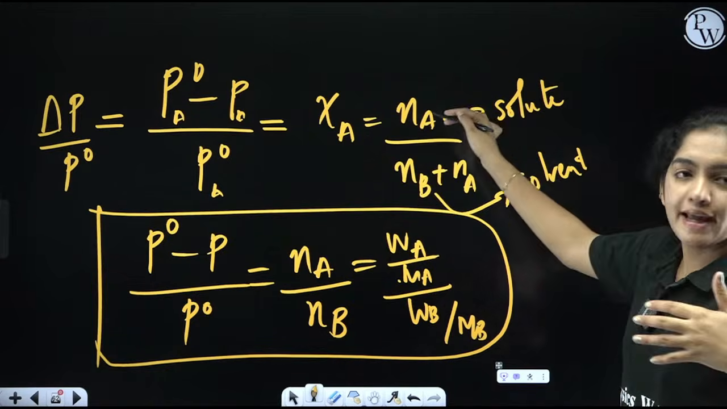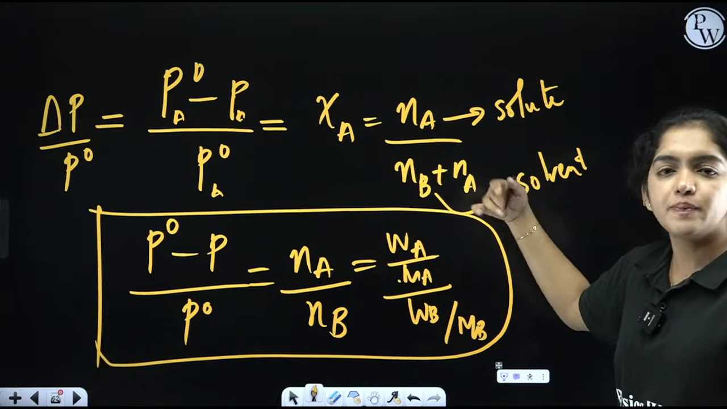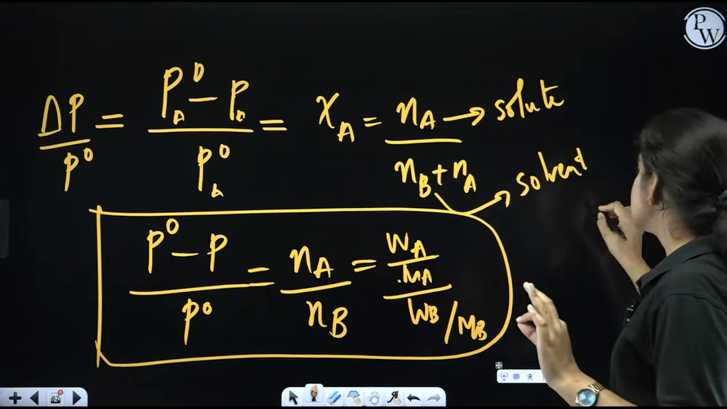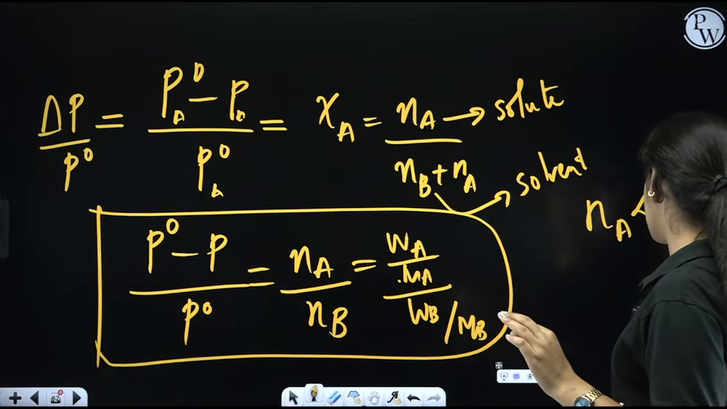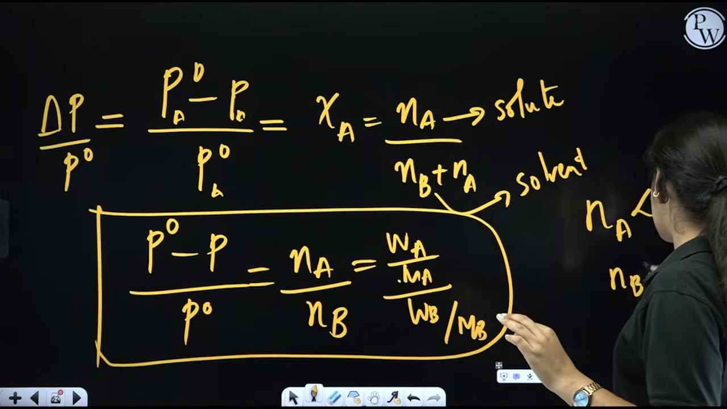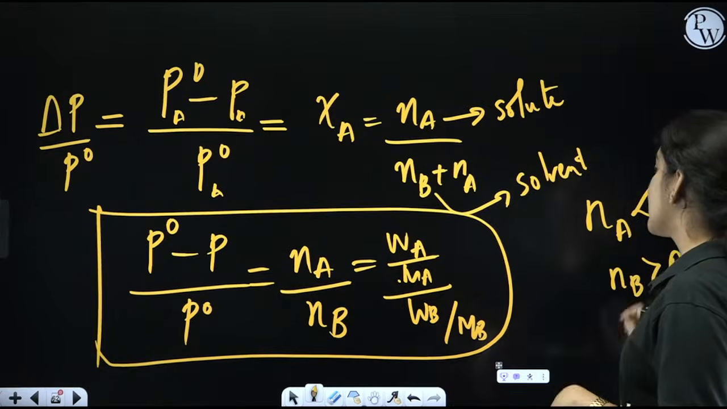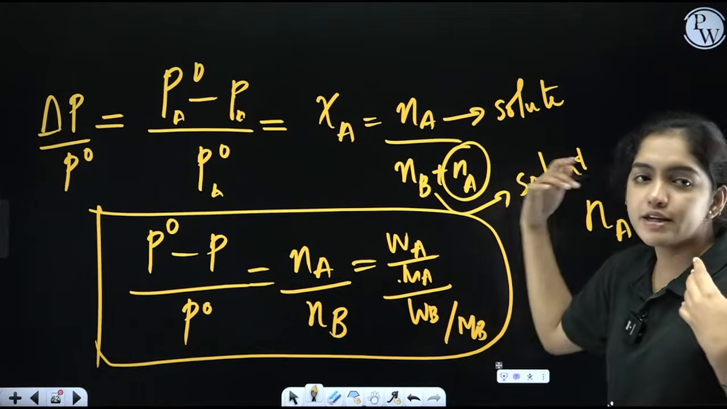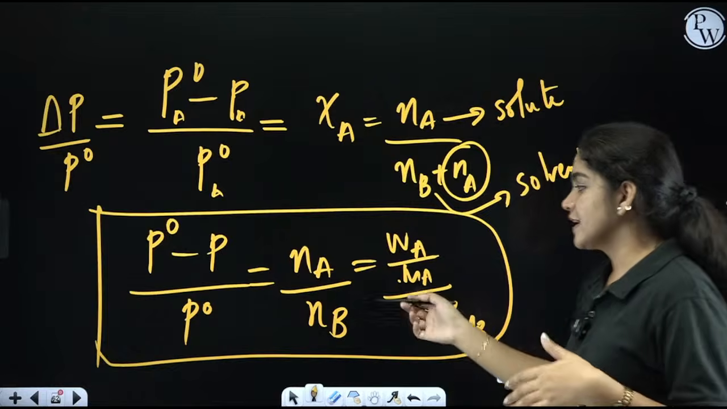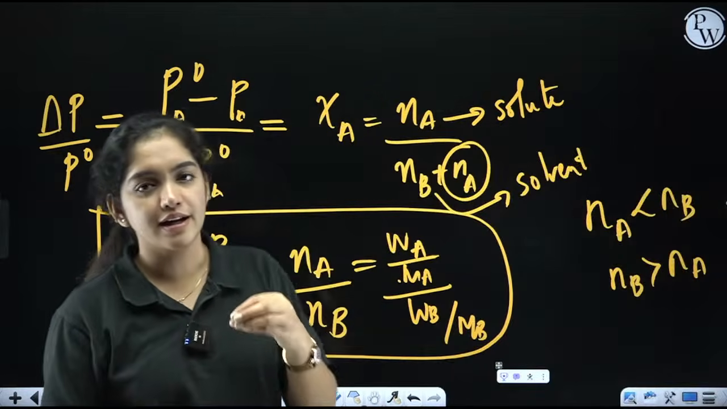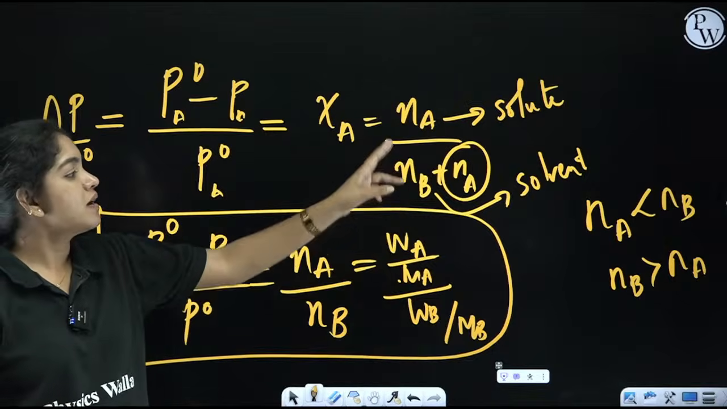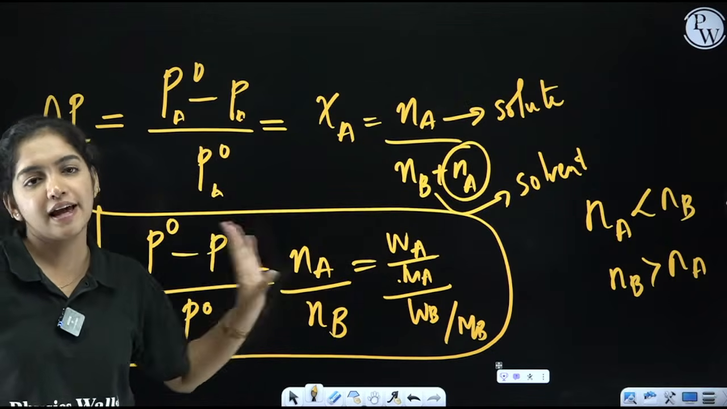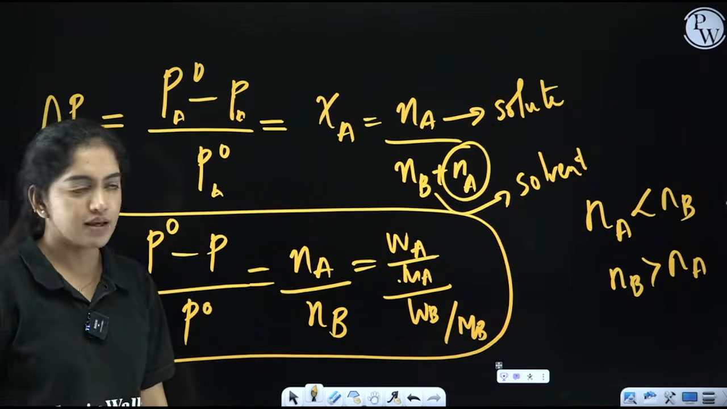When we compare Na and Nb, solute will be less and solvent will be more. So Na is less than Nb, or Nb is greater than Na. So, we can neglect the Na from the denominator, and we will write Na divided by Nb. Like in maths, we neglect some terms if they are very small. Like that, Nb is greater than Na, so we can neglect the Na.